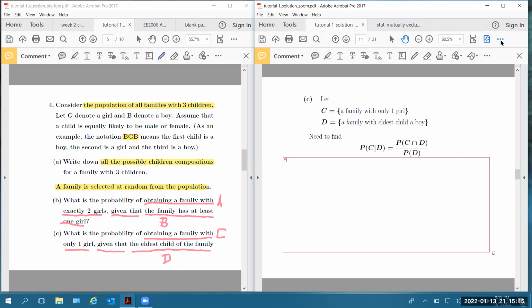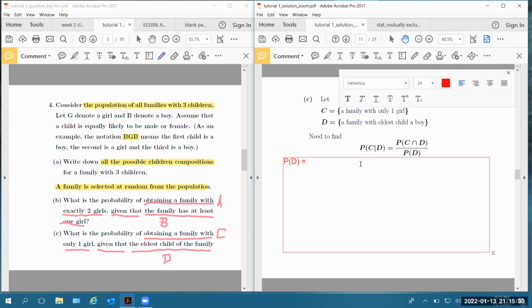The letter is so small. You see, is it here? Okay.